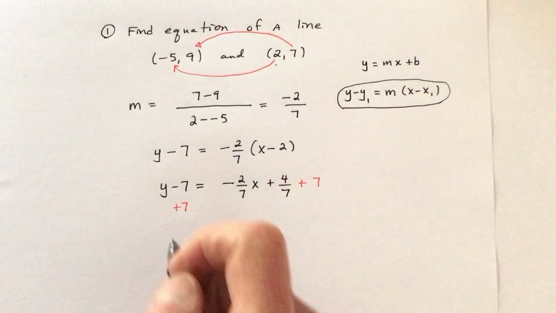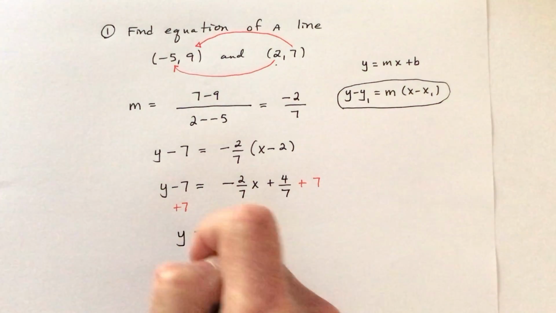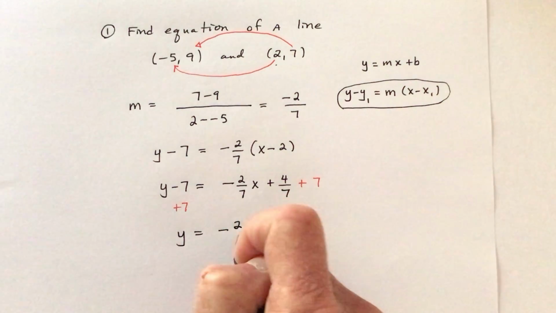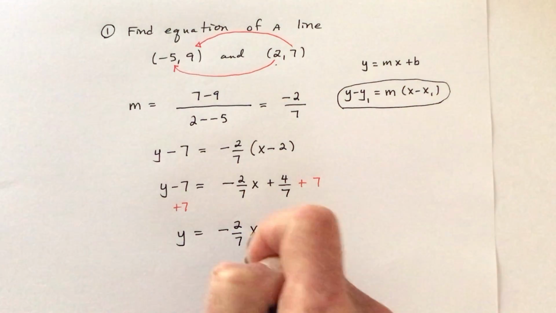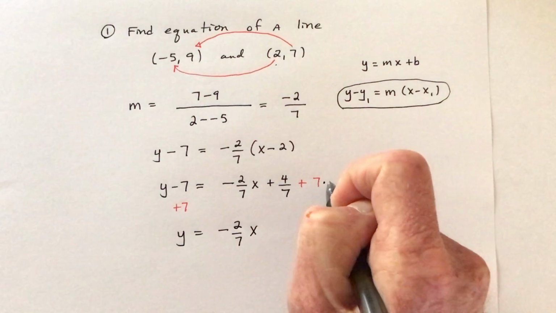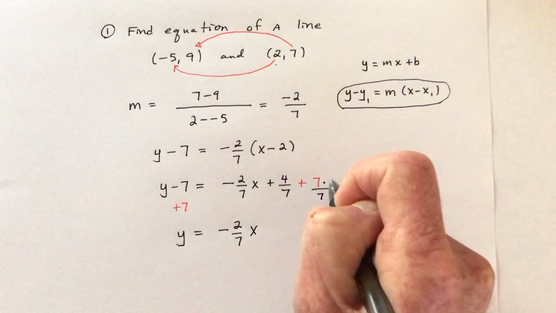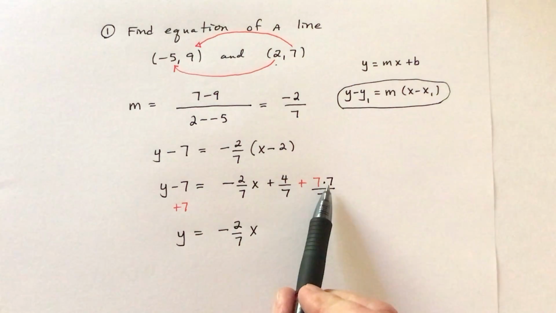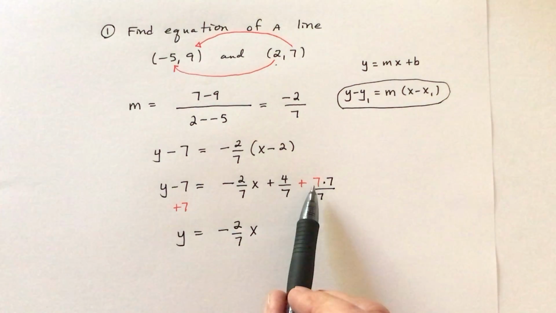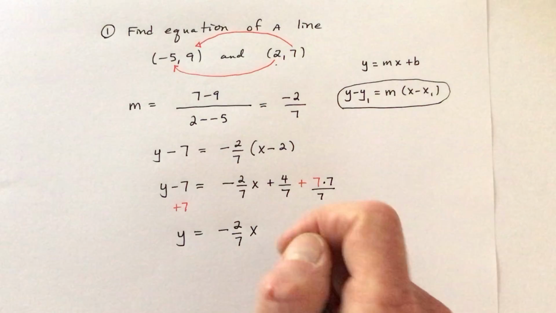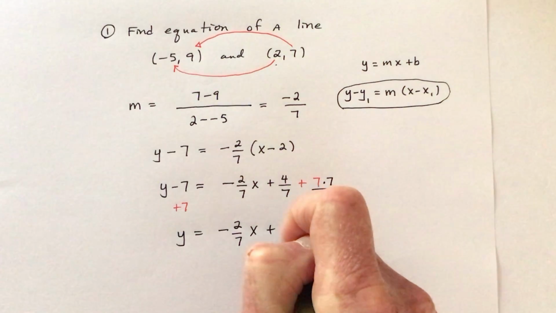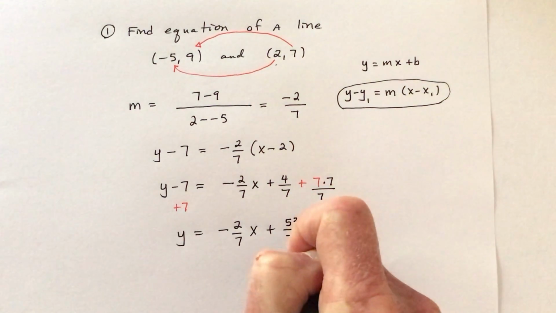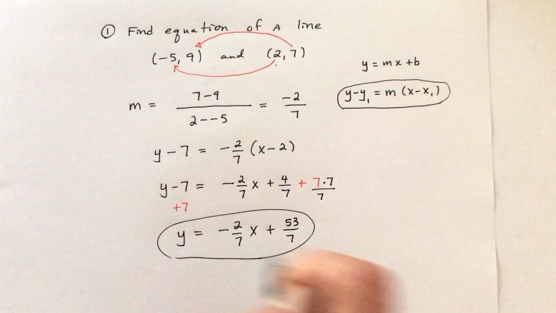So on the left side, it's just going to say y equals. And on the right side, there's going to be negative 2/7 x. And then if you get a common denominator, multiply the bottom by 7, multiply the top by 7. So this will be 49/7 plus 4/7, and 49 plus 4 is 53. And with that, we're already done with number 1.